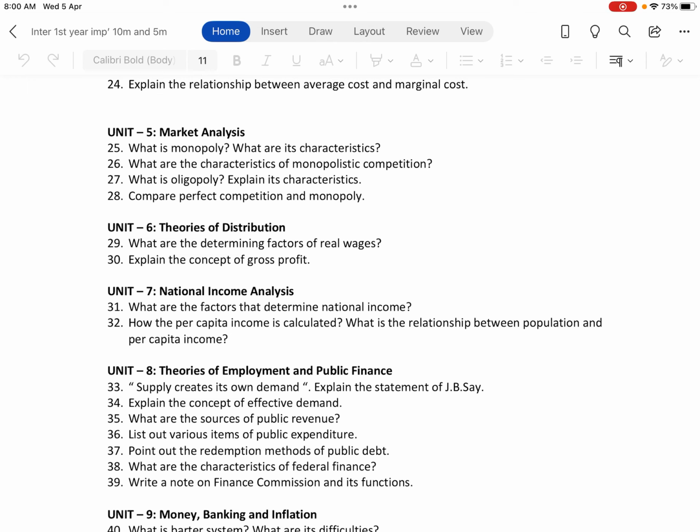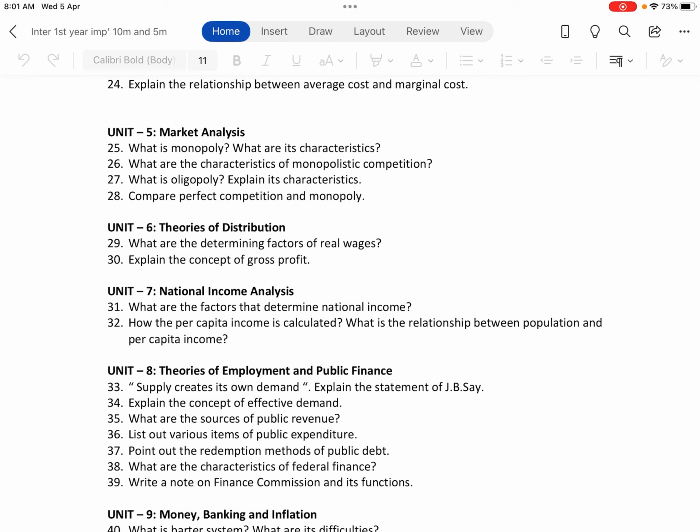Okay, and the next 5 marks you can expect from unit 7, national income analysis, and again one question has been asked in the March 2023 board exam from this unit. So that is the 31st question, what are the factors that determine national income? You have to write the meaning of national income, and there are factors, isn't it? Natural resources, quantity and quality of resources, and the factors of production, all those points you have to explain.